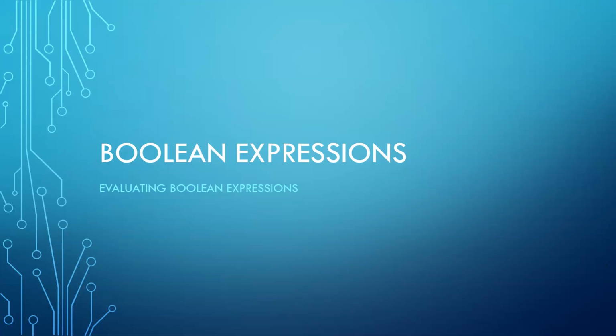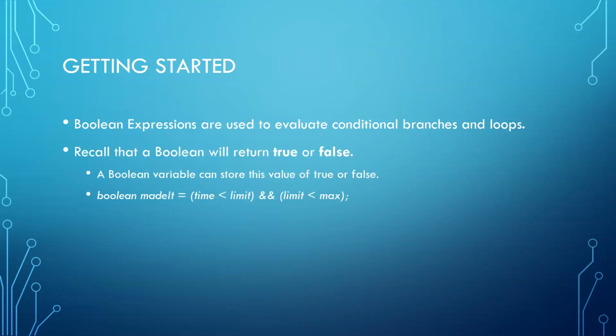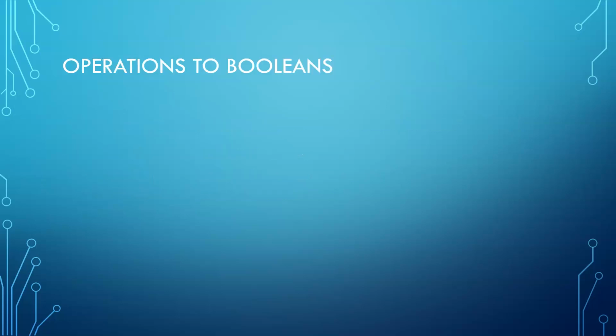And welcome, students. As we continue our evaluation of Boolean expressions, let's actually evaluate now those Boolean expressions that we've been talking so much about. So getting started, Boolean expressions, of course, if you remember, are used to evaluate conditional branches, and also they can be used to evaluate in loops. So recall a Boolean returns simply true or false, and a Boolean variable can store this value of true or false. So for example, boolean meta equals time is less than limit, and limit is less than max.